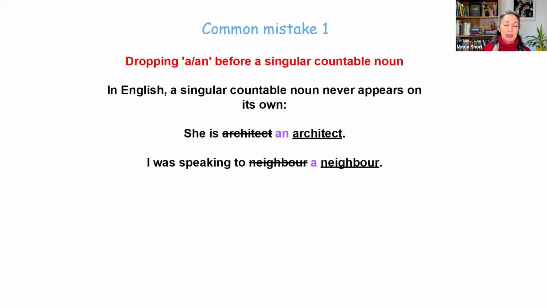Common mistake number one is dropping a or an before a singular countable noun. And this usually happens when you don't have this type of article in your own language, or you're allowed to drop it. But in English, a singular countable noun never appears on its own. We can never have a sentence like, she is architect, or I was speaking to neighbor. You need an article before a singular countable noun. In this case, it's the first time we're mentioning architect or neighbor. It's the indefinite article. She is an architect. I was speaking to a neighbor.